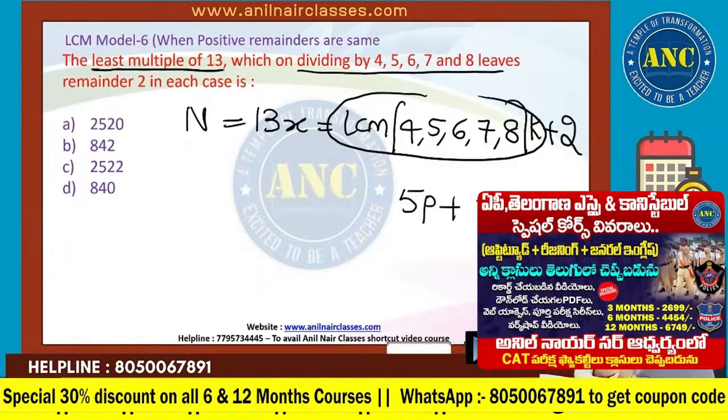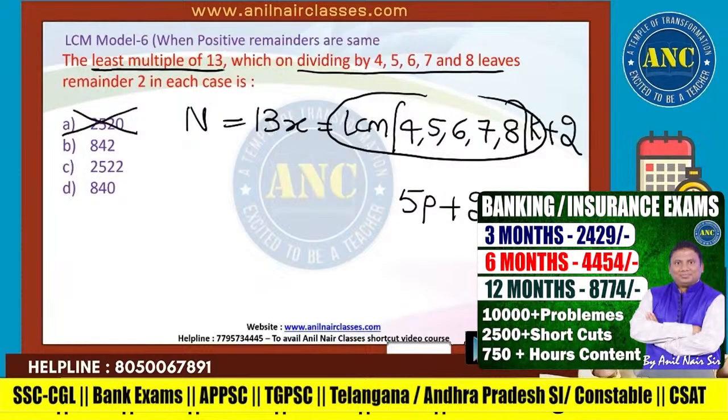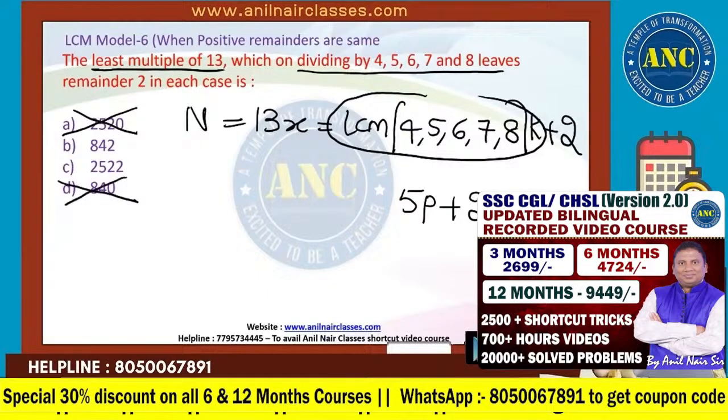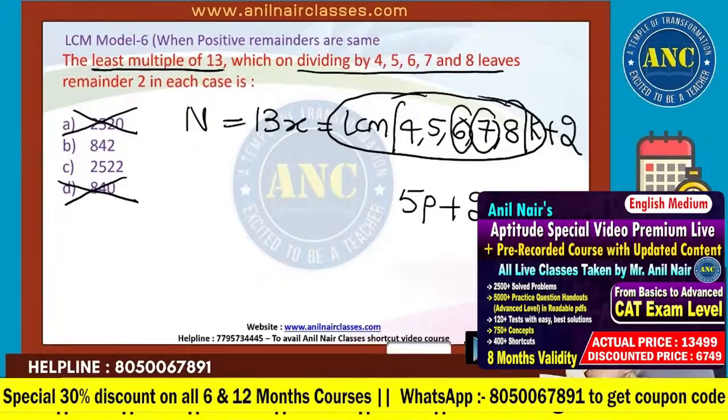5 into p plus 2. The answer, when divided by 5, should give a remainder 2. 20 is divisible by 5. 40 is divisible by 5. So this is out.